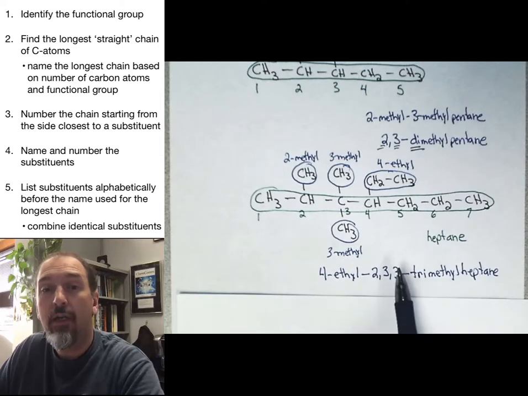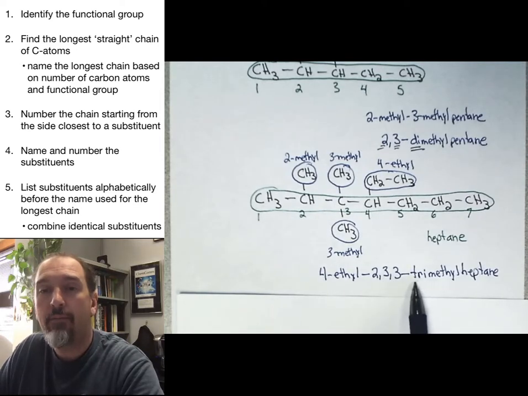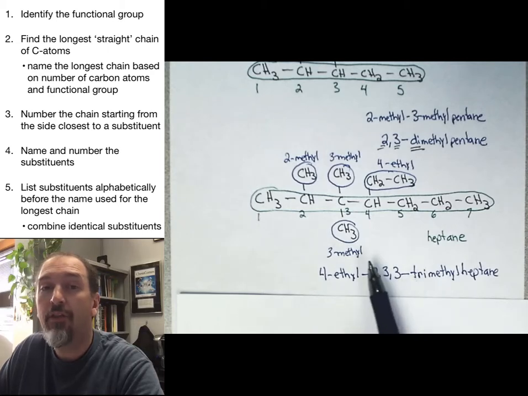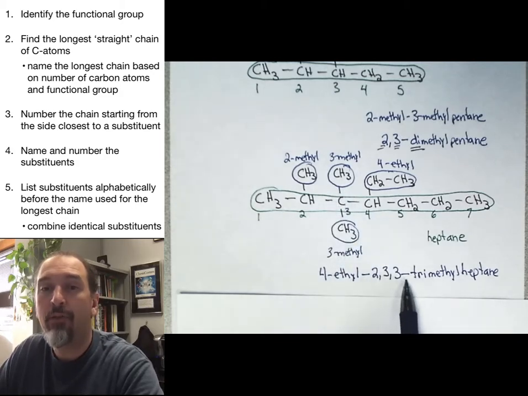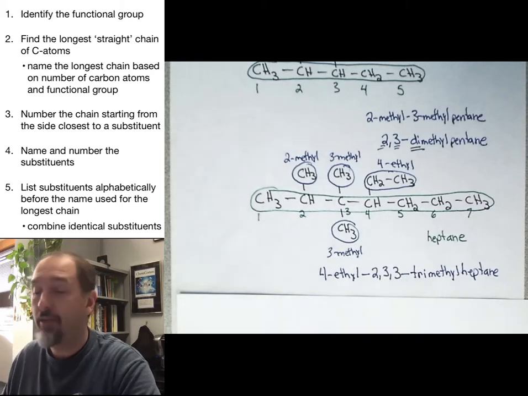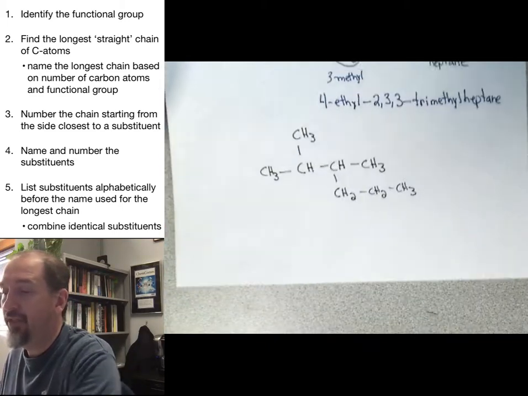Okay, so see 3 numbers here. Tri, it doesn't mean that it's a 3-carbon chain. That would be prop. Tri means that there are 3 methyls. There's a methyl on this 2, the 3, and the 3. So make sure you keep in mind that even though they're both on the 3rd carbon, I still have to indicate that they're both on the 3rd carbon. Without that other 3 there, I wouldn't know where that 3rd methyl group was. So very important.